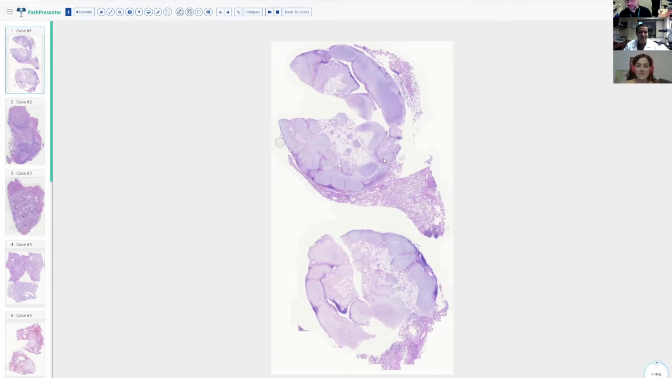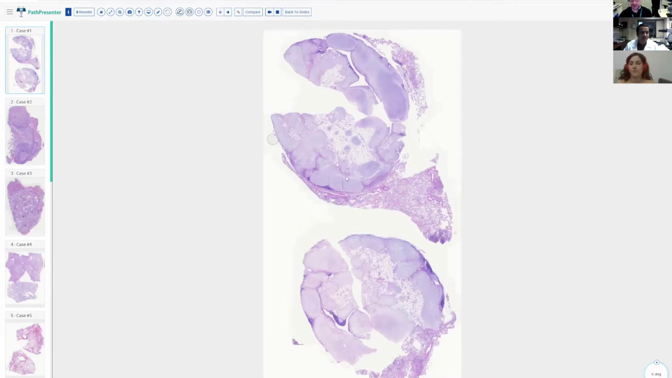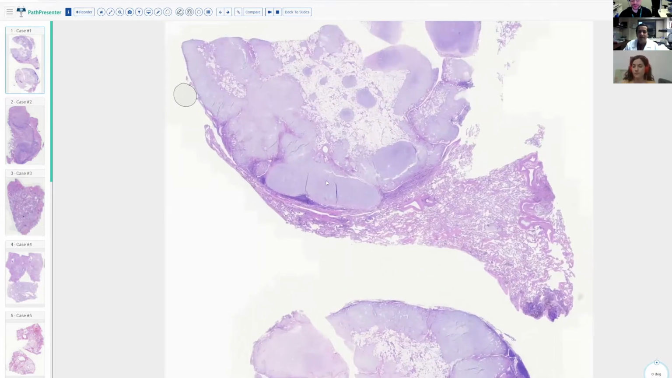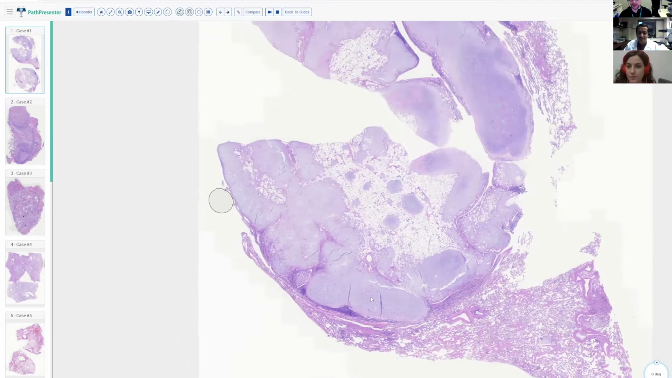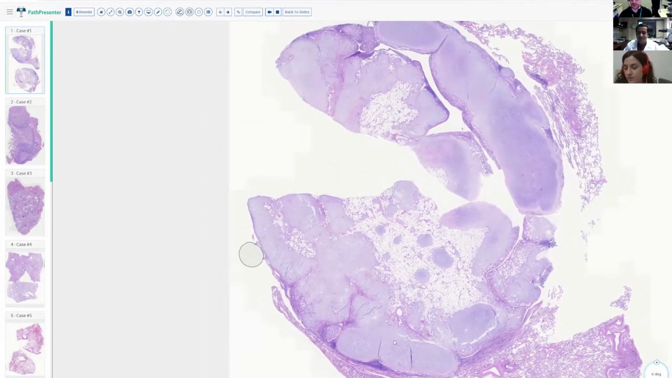So I'm going to make up a history for this that fits the case. So it's say a middle-aged woman with an isolated mass in her lungs and undergoes a wedge resection for it here. So I'm not going to really describe the microscopic findings. I'm just going to move around first at kind of low power here to show the overall features of the lesion here.